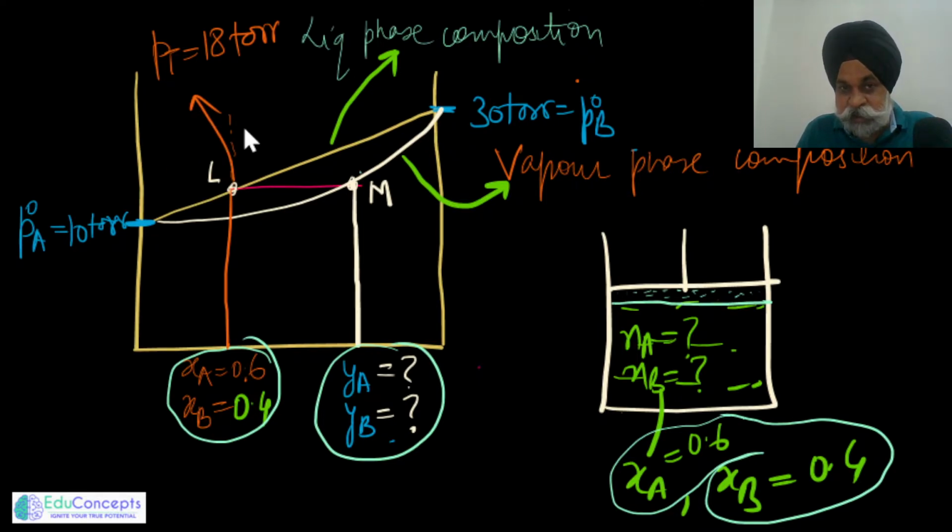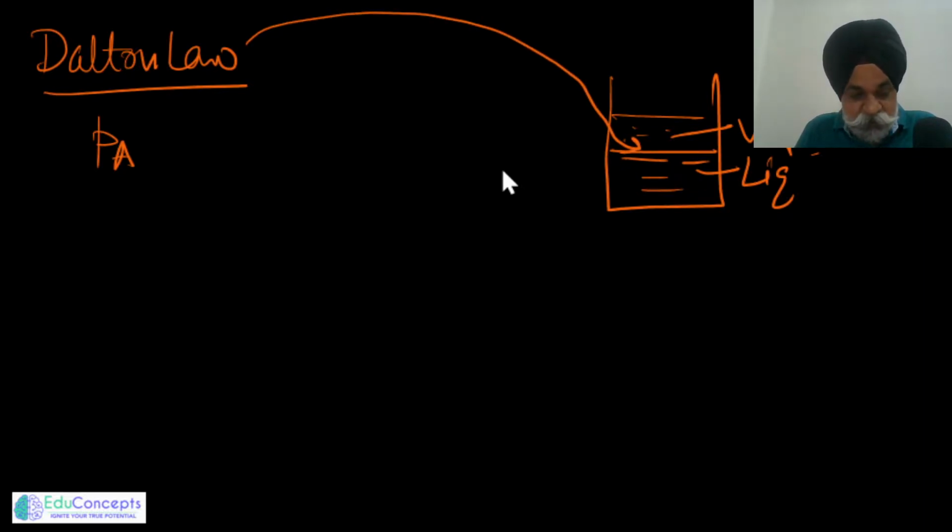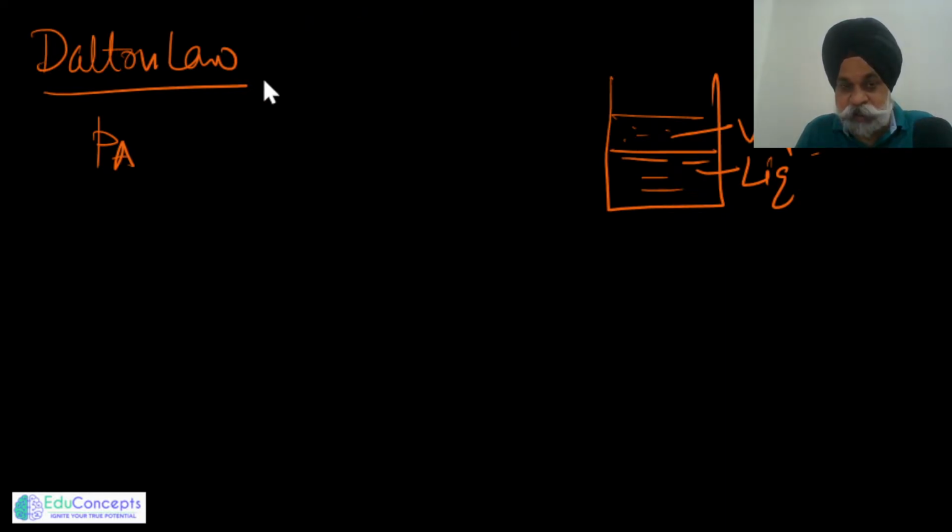Now the question is asking that at 18 torr, what shall be the vapor phase composition being depicted by this? For that we have to bring in the topic of Dalton's law. What Dalton's law says, unlike Raoult's law, is that it also tells me the partial pressure of A. If I say this is the liquid, and these are the vapors, so here you have a liquid and this is the vapor. Dalton's law is applicable on the vapors. We presume vapors to be behaving like ideal gases, so that is why we are applying Dalton's law.